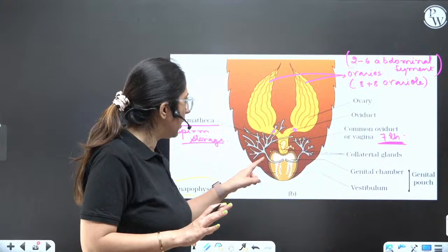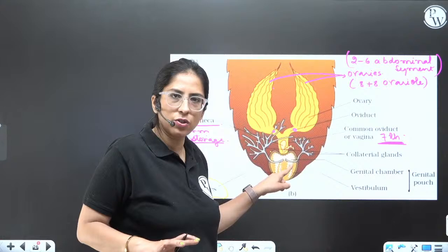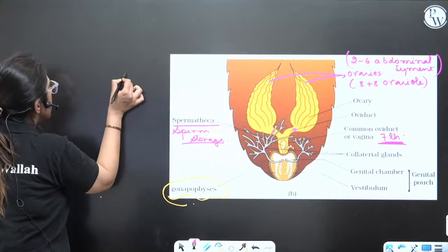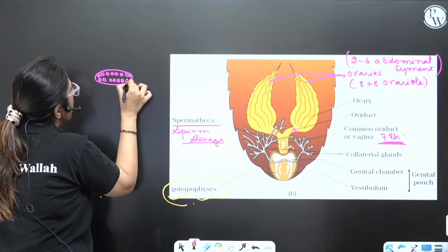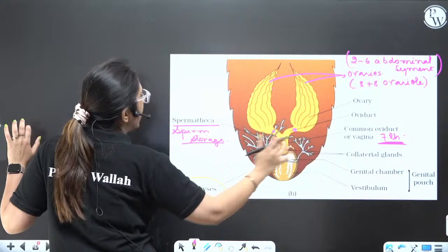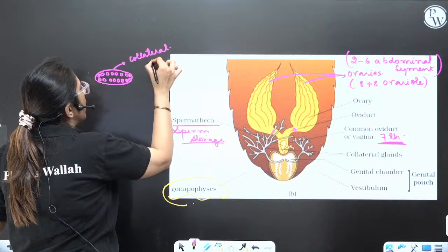Here there will be fertilization. Over here, there will be fertilization. So, in total, they form an egg-like structure like this. The outermost covering is formed by the collateral gland. This covering will be formed by the collateral gland. This is termed as ootheca.